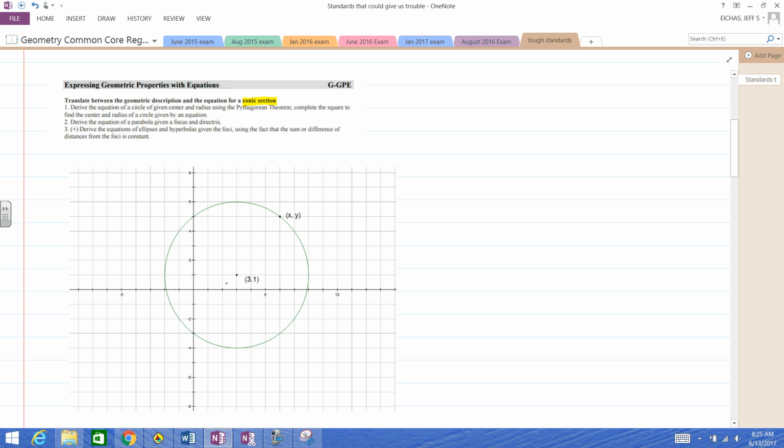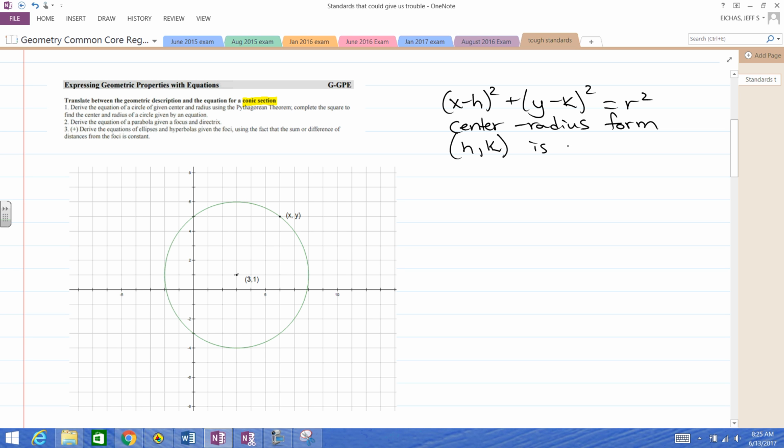Taking a look at this equation of the circle, if you are given this on a part one question, it's really simple. We're going to use the memorized format, this center-radius form. H, K would be the center, and R is the radius.